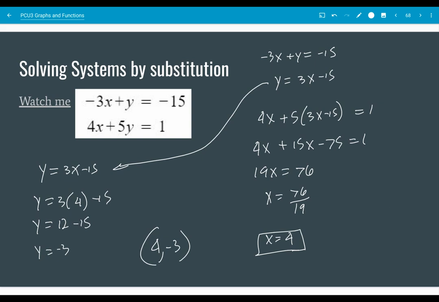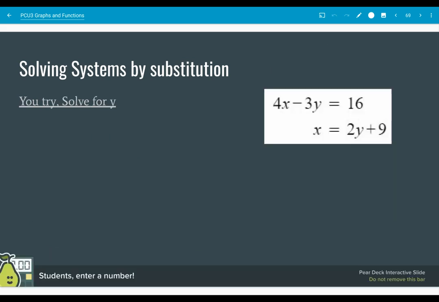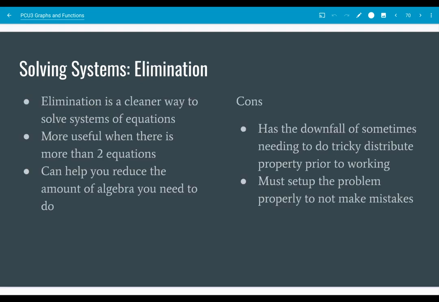It's two linears crossing, so we're going to have one solution. So that's how substitution works. Here's one for you to try. The next method is elimination. Elimination is most often used when you have more than 2 equations, so when you're talking 3 or 4 equations that you're trying to eliminate.